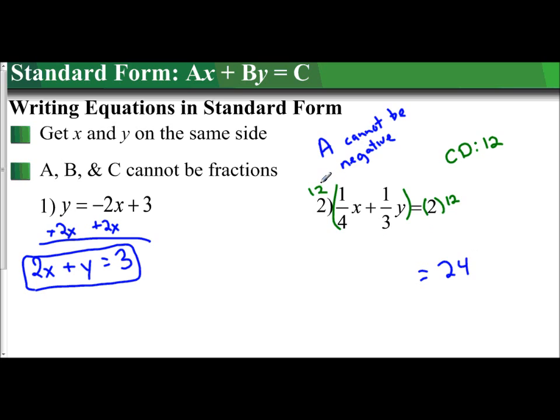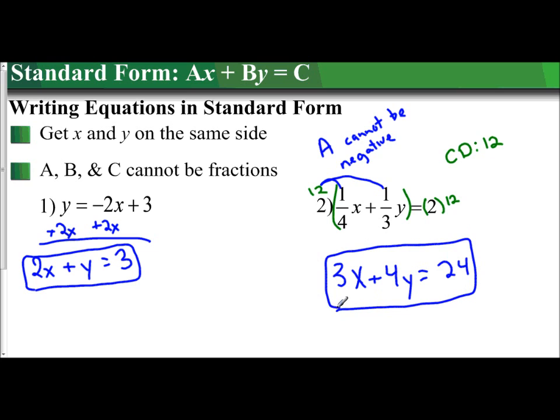When I multiply the left side, distribute the 12. 12 times 1 is 12, divided by 4 is 3. So we get 3x for our first term. And then 12 times 1 is 12, divided by 3 is 4. So 3x plus 4y equals 24.